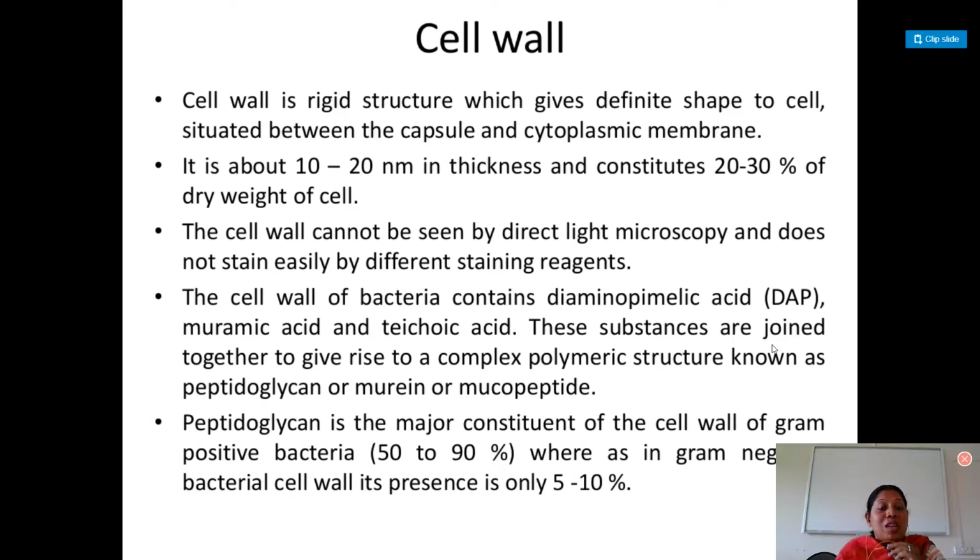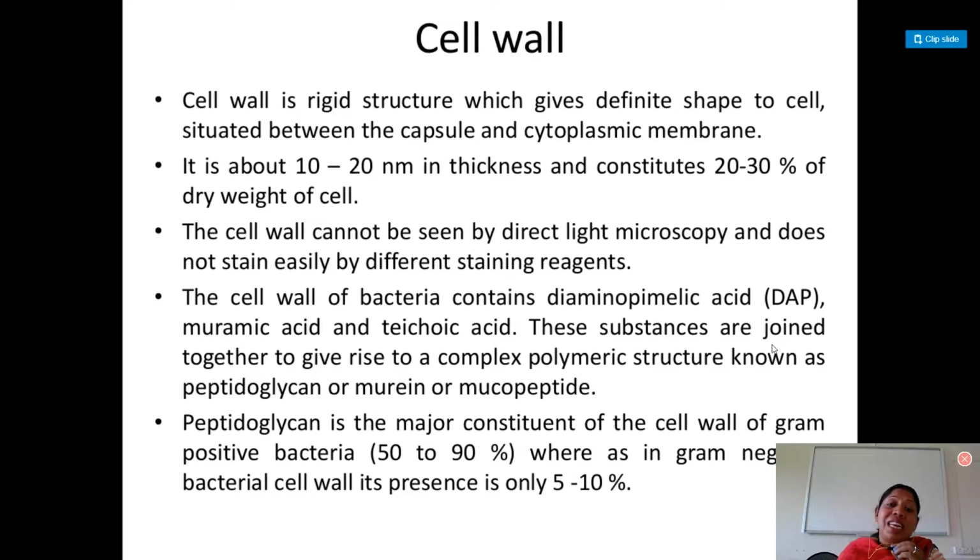Cell wall is very important. The cell wall is a rigid structure which gives a definitive shape to the cell, situated between the capsule and the cytoplasmic membrane, which we call the plasma membrane. It is about 10 to 20 nanometers in thickness and constitutes about 20 to 30% of the dry weight of the bacterial cell. The cell wall cannot be seen by direct light microscopy and does not stain easily by different staining reagents.